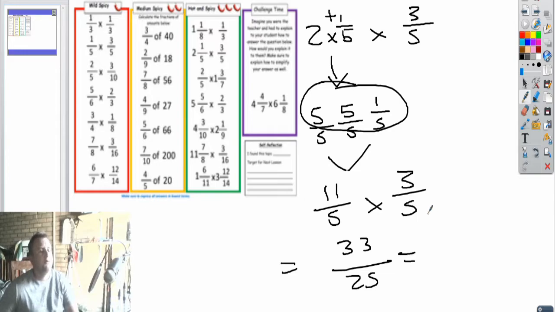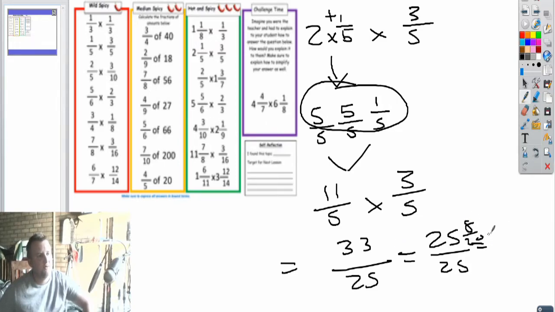So what we're going to do is put it back into a mixed number. Just want to make sure, 100%, 33. Yeah, so it's 33 over 25. It's still a top-heavy fraction. I want to put it back into a mixed number. What is going to be one whole here, guys and girls? It's going to be 25 over 25. And what's going to be left? From 25 to 33, it's going to be 8. So that's going to equal 8 over 25.